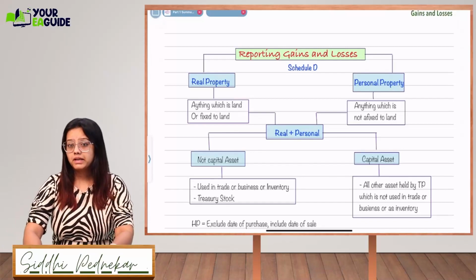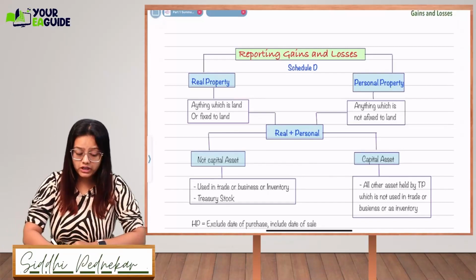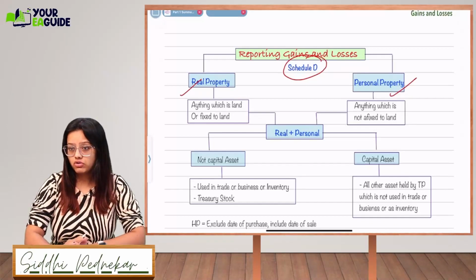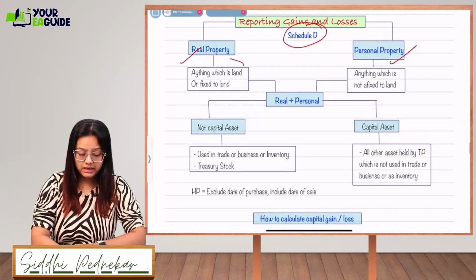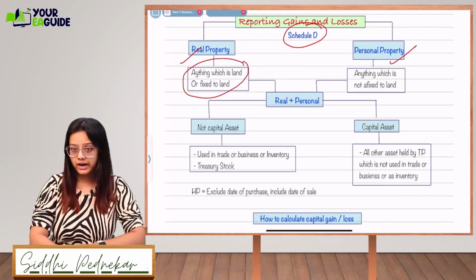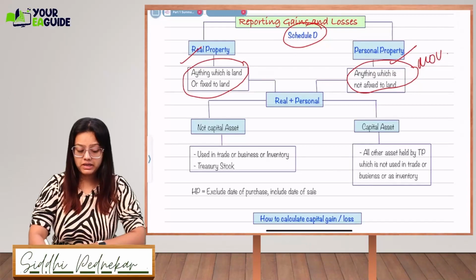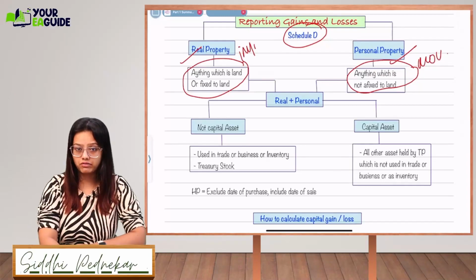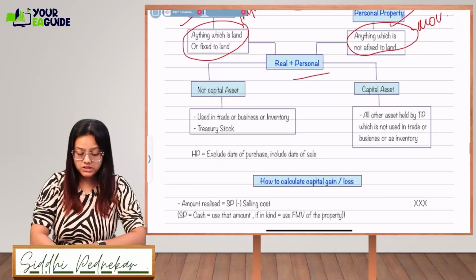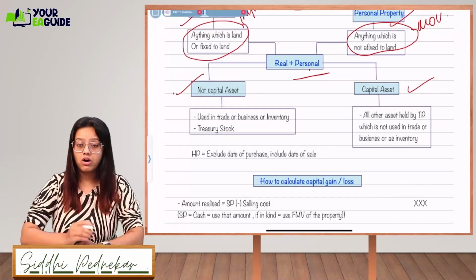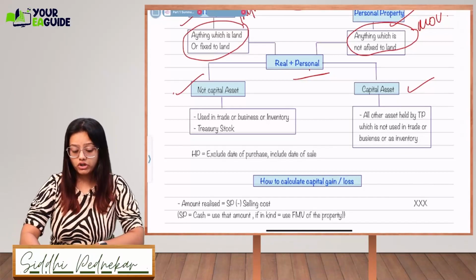Now, how will the capital gain and loss be reported? It will be reported on Schedule D. If it's a real property or a personal property, you already know the meaning. Real property means anything which is attached to the land. Personal property is not fixed to the land, so can I say this is a movable property and that is an immovable property, in very simple language. Real and personal property can each either be a capital asset or not a capital asset. What do you mean by capital asset?